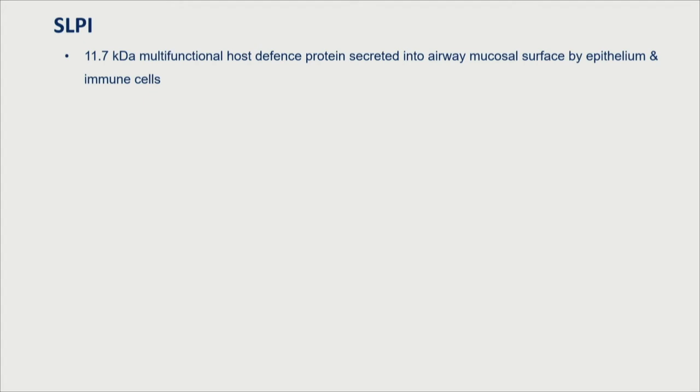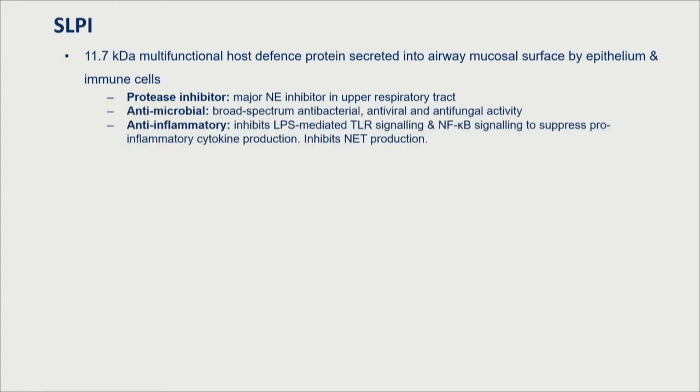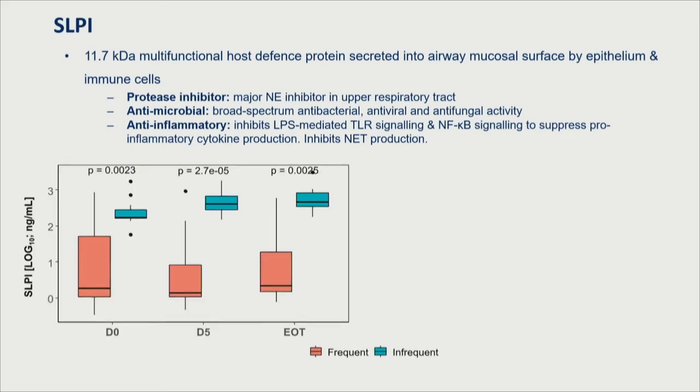For the last couple of minutes of my talk, I just want to focus my attention on SLPI. So SLPI was a protein revealed to be significantly higher in infrequent exacerbators by proteomics. It's a multifunctional host defense protein secreted into the airway by the epithelium and immune cells, and it's the major elastase inhibitor of the upper respiratory tract. It has broad spectrum antimicrobial activity and also has anti-inflammatory properties as well.